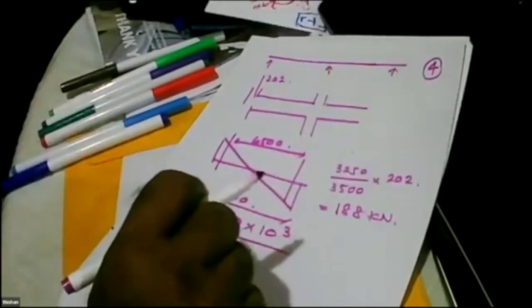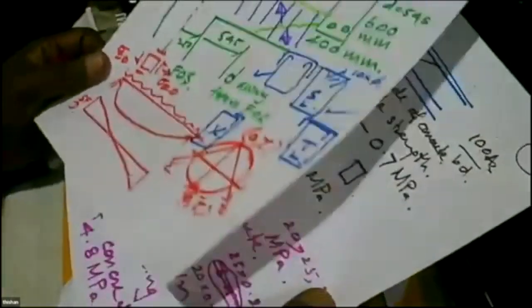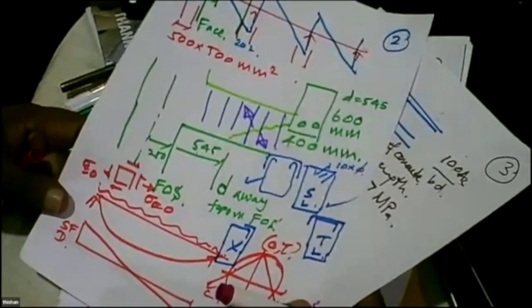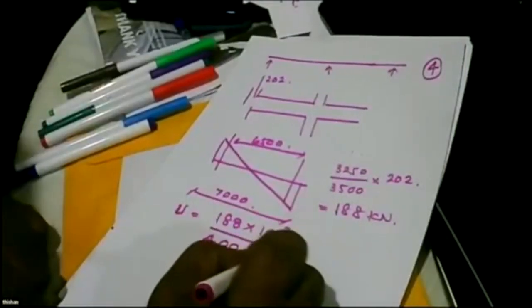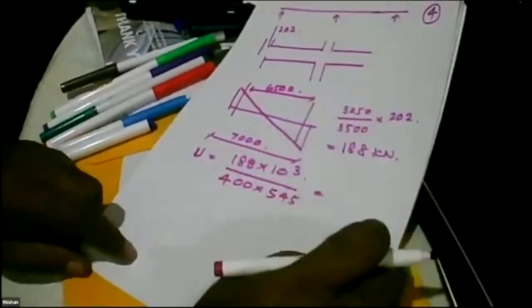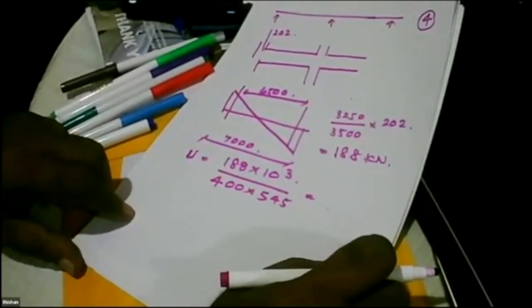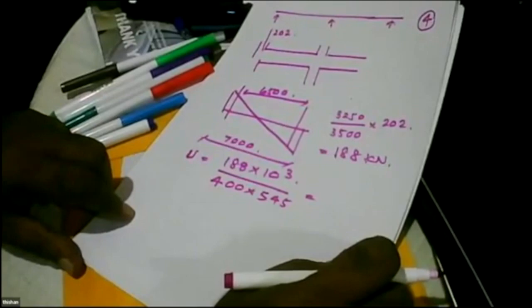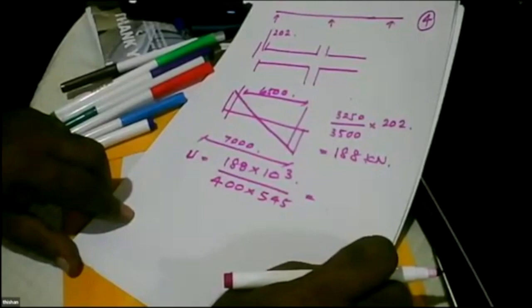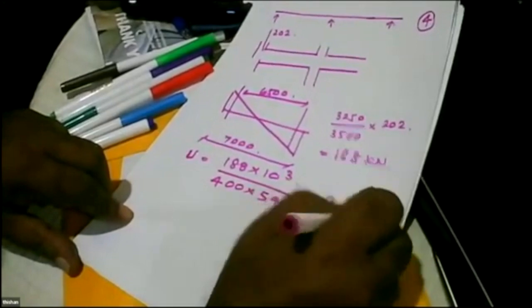Let's calculate by starting with a 600 by 400 section. What is the value? This is the shear stress, the average shear stress: 0.862, so 0.87. Okay.